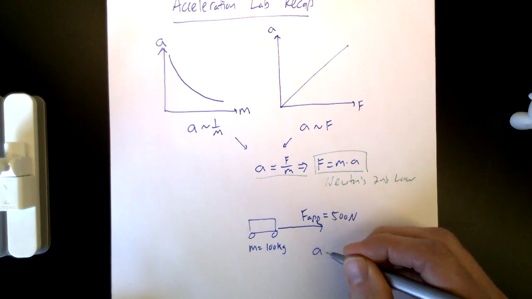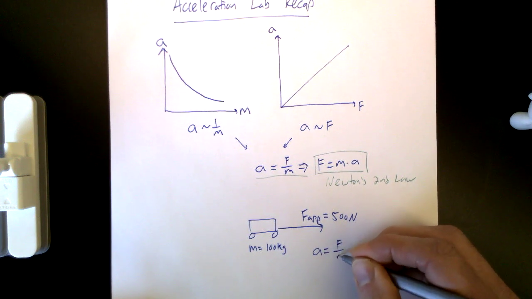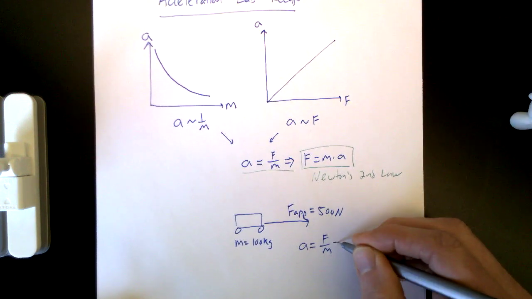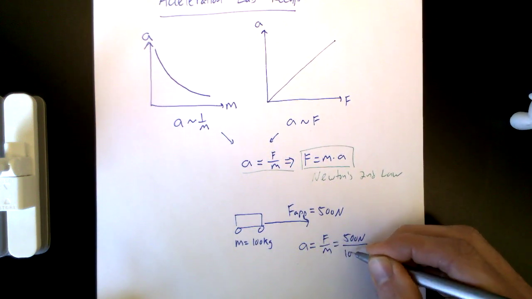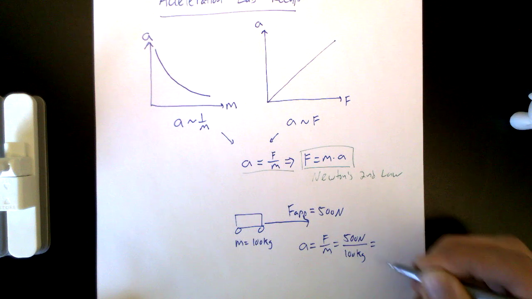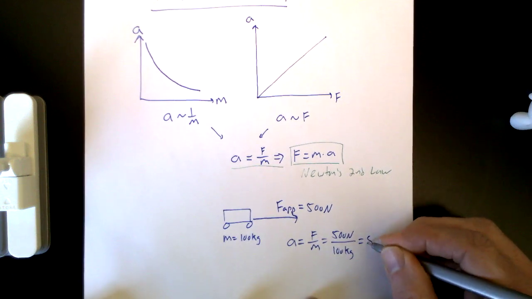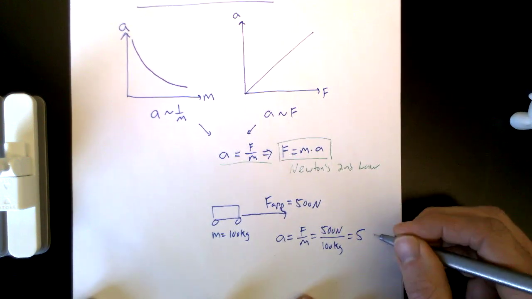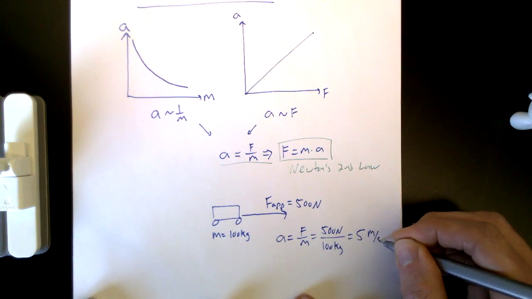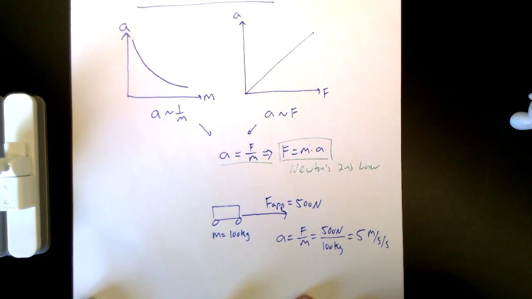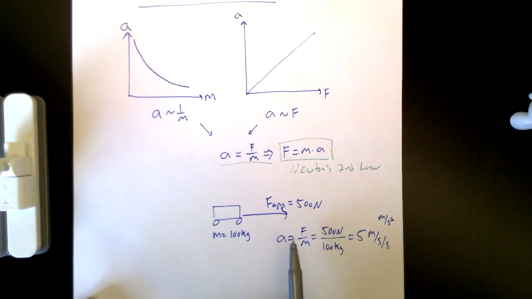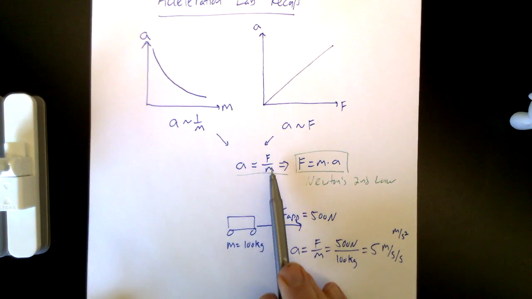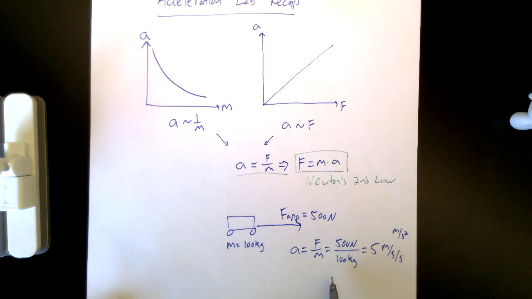So that's pretty easy. Acceleration is force divided by mass. So I just take my 500 newtons divided by my 100 kilograms. And that's 500 divided by 100. That's going to give me 5. And the units are going to work out to be meters per second squared. Sometimes that's what we write. So you can use this formula to figure out how quickly something's going to accelerate when you know what kind of force is acting on it.